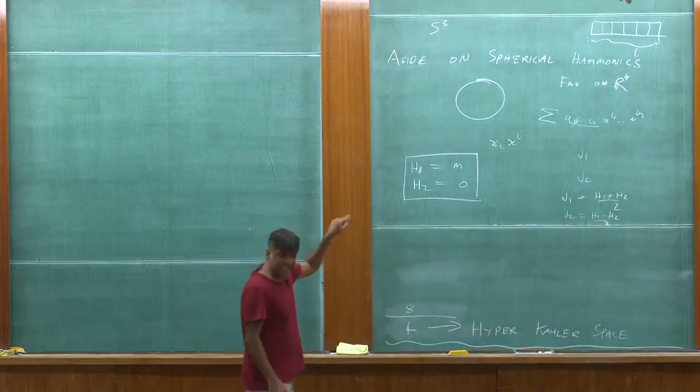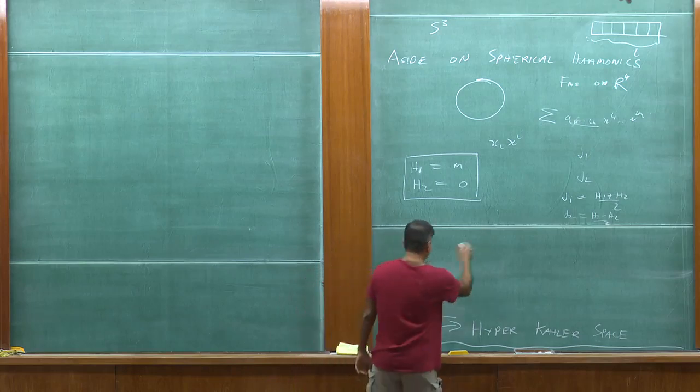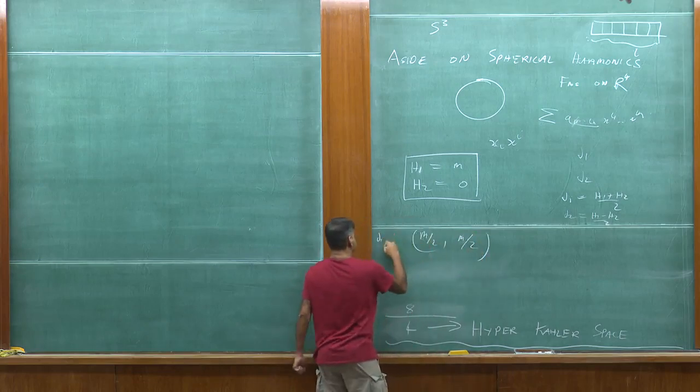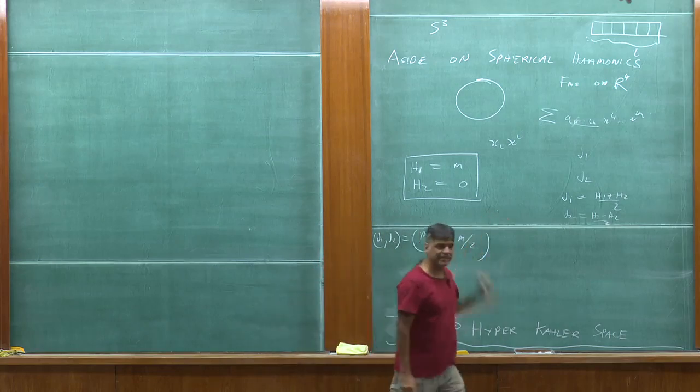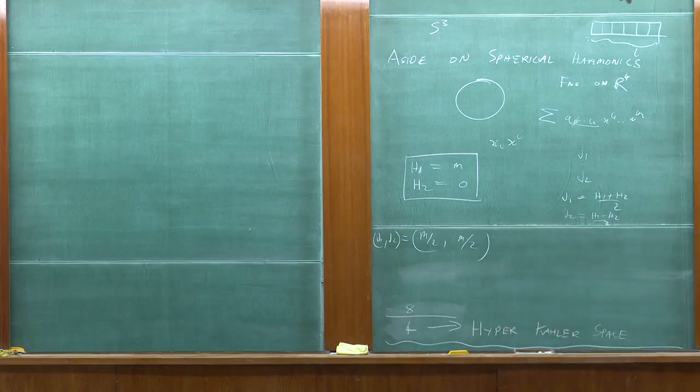So these representations, which were H1 equals M and H2 equals 0, in J1, J2 language become M by 2, M by 2, just using that formula. So the representations we get from spherical harmonics are those in which the J's of the two SU2s are the same. You can't choose some value of J here and some other value of J there. Spherical harmonics give us that. Okay? And actually, this way of thinking of spherical harmonics is by far the best way of thinking.